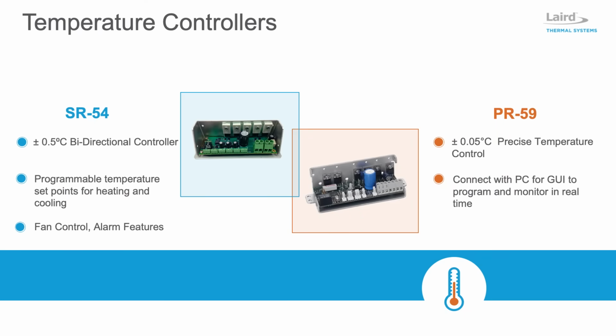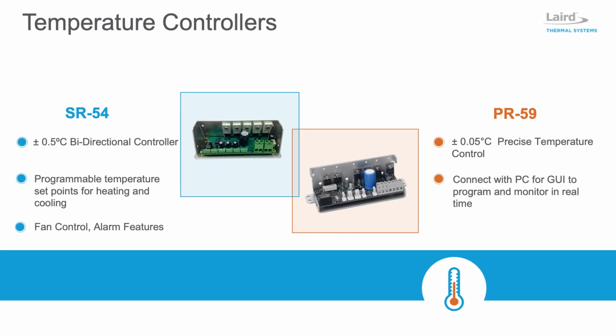The Supercool series can be combined with an SR54 or PR59 temperature controller to provide maximum temperature stability. The SR54 is a bidirectional controller providing temperature stability to within plus or minus 0.5 degrees Celsius of the set point in both heating and cooling modes. This combination allows the incubator to reach the set point temperature quickly without overshooting. Users can easily monitor and track potential issues to maximize incubator uptime.